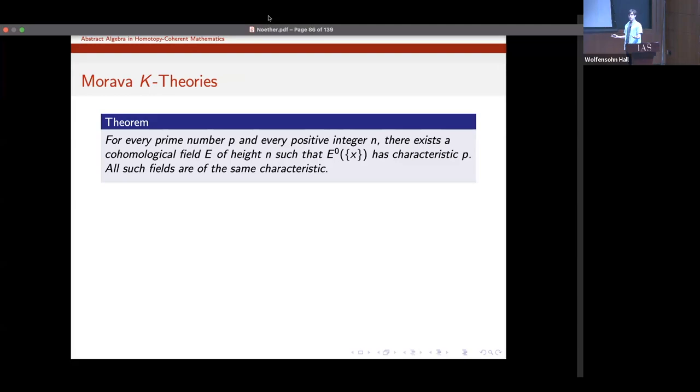Well, all fields of characteristic zero have the same characteristic. I'm classifying these things up to characteristic. So yeah, thank you.